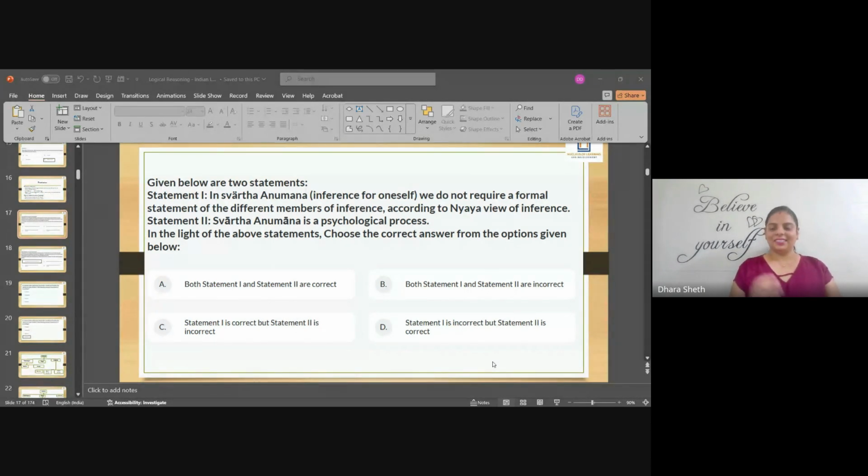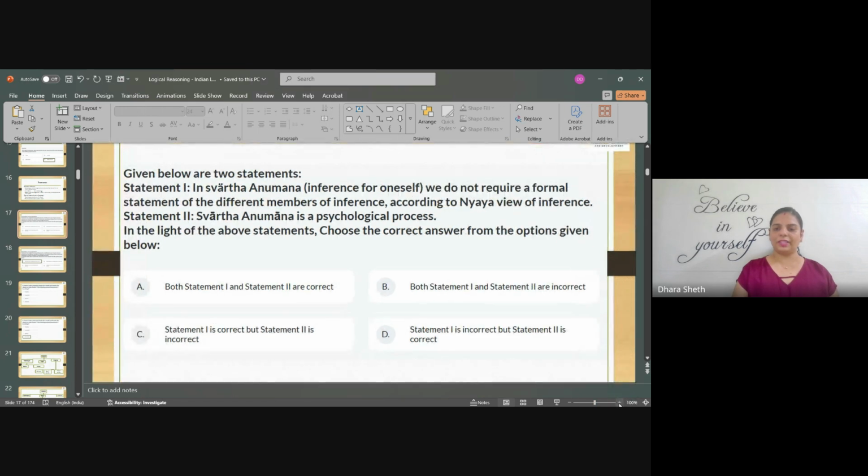Okay. Please solve this question. In Swarth Anuman, inference for oneself, we do not require a formal statement of the different members of inference, according to Nyaya view of inference. Swarth Anuman is a psychological process. So you need to choose which of the statements is correct, or whether both of them are correct, or whether both of them are incorrect. What's the answer?